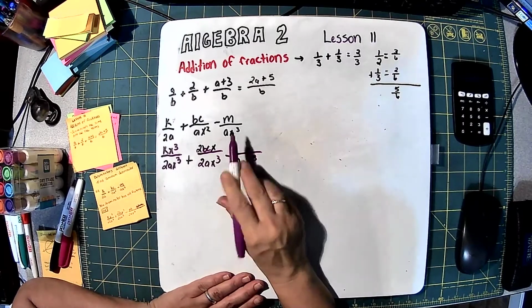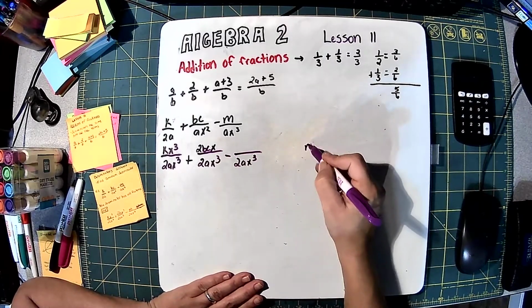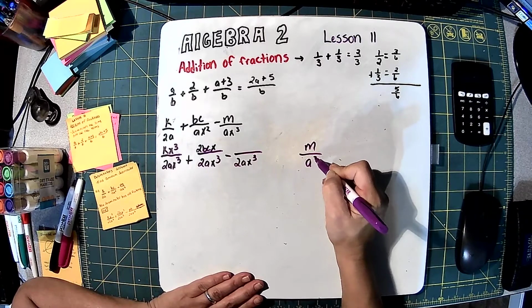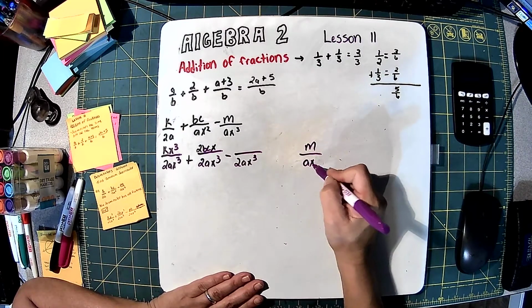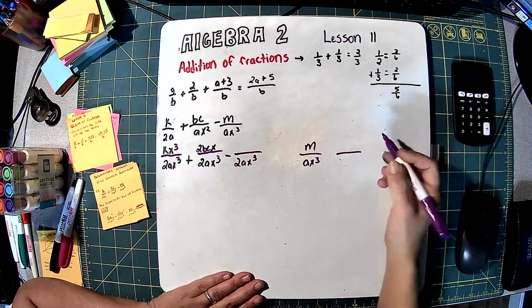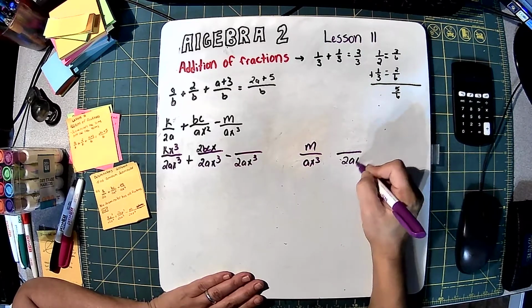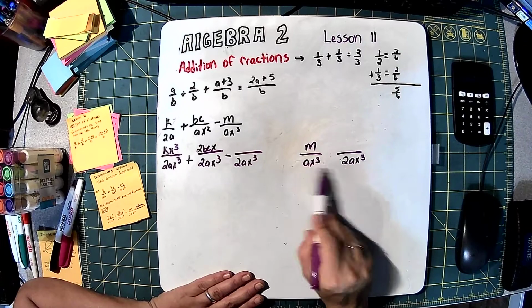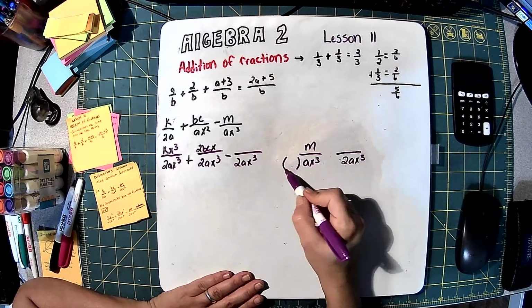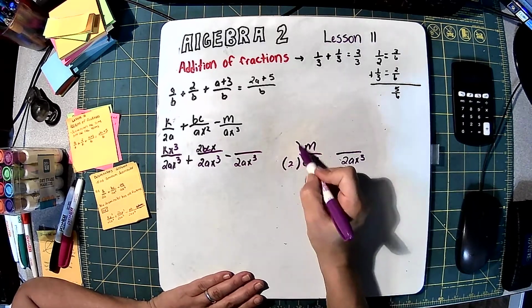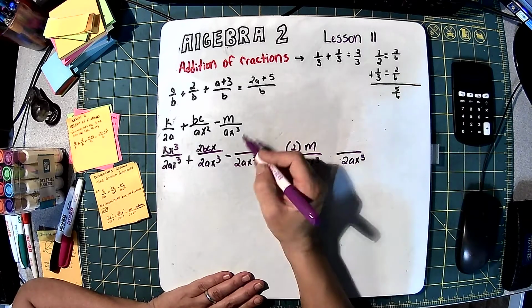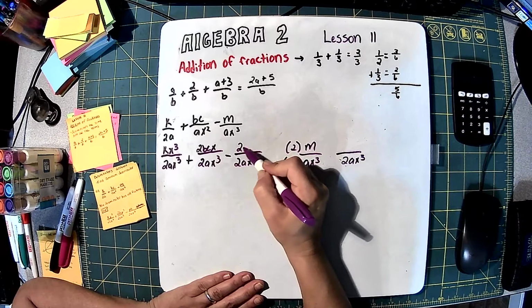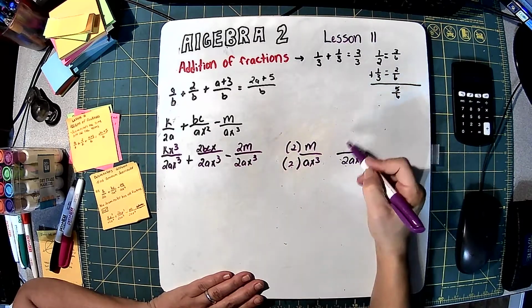Okay, now I'm going to have to do the same thing with this one. This one is m over ax to the third. And I want it to be 2ax to the third. So what did I have to multiply it by? Just 2. So I'm going to have to multiply my top times 2. So I'm going to have 2m as my new top.